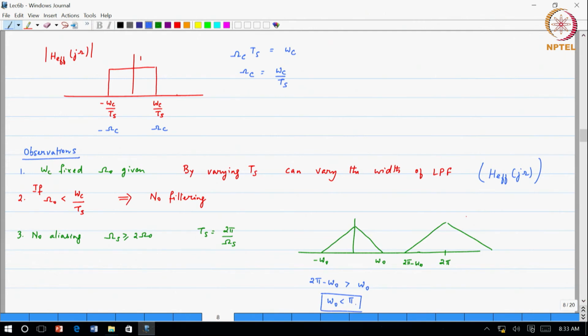Okay. That is a very important observation, because if you did not satisfy this condition, you could have gotten a situation where this was wider, and then in this portion you would have ended up with aliasing. And so the aliasing notion is not only in the continuous time, it is when you are completely working in the discrete time domain also, you can still have an underlying understanding of aliasing.